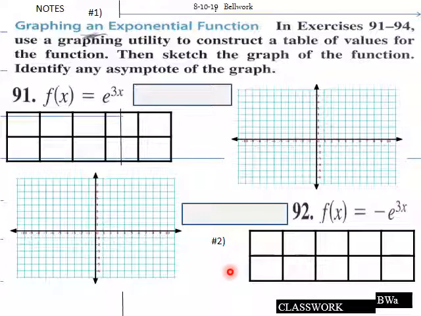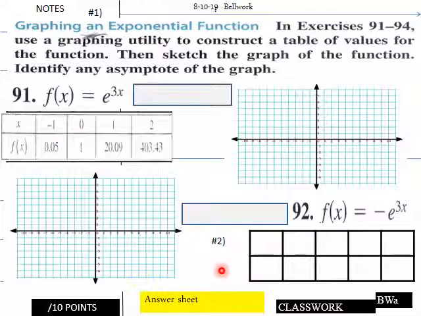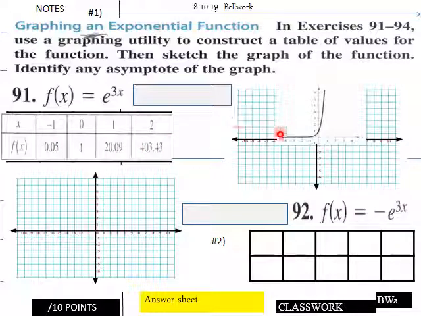Okay, welcome back everybody for your solutions for our bell work today. 10 points on this bell work. For this function, here is your table of values for each of the 3x, and this is what your graph should look like. Sketch that in on your grid. The horizontal asymptote in this situation would be your x-axis, or y equals 0.